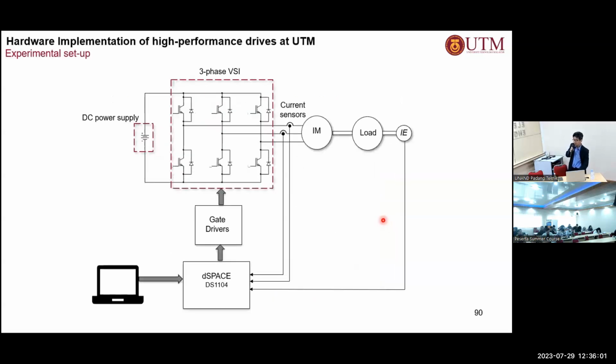So what we have implemented in the lab are the 3 control structures: FOC, DTC, and PTC. We have done that using a simple setup here. This is a 3-phase voltage source inverter. We use a DC power supply to limit the current, to safeguard these IGBTs. We have gate drivers. We have a dSPACE DS1104 controller, which is interfaced with the PC there.